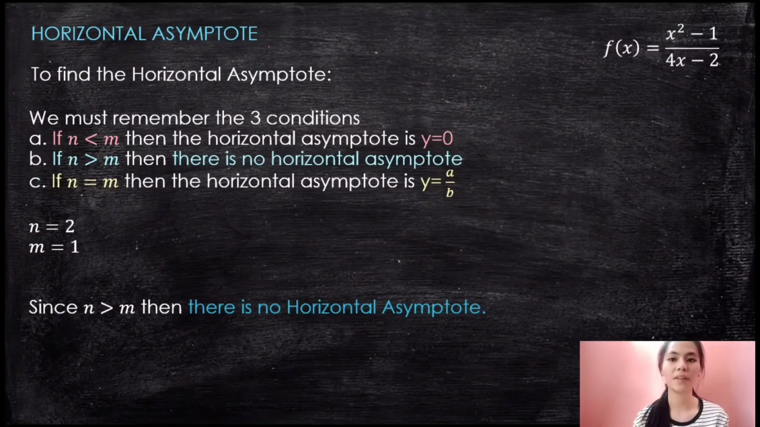If n is greater than m, then there is no horizontal asymptote. And if n equals m, then the horizontal asymptote is y equals a over b. In our equation, n equals 2 and m equals 1. Since n is greater than m, there is no horizontal asymptote.